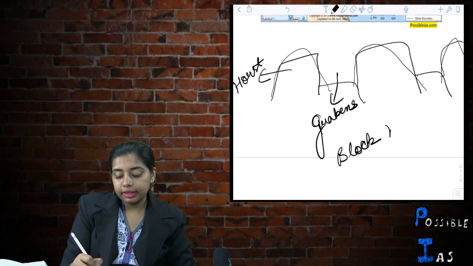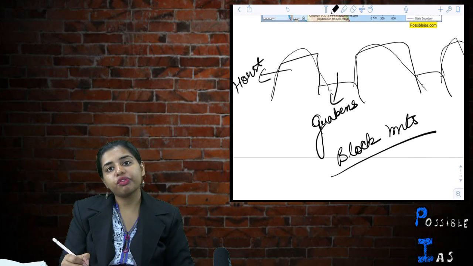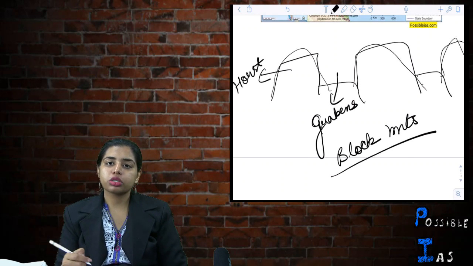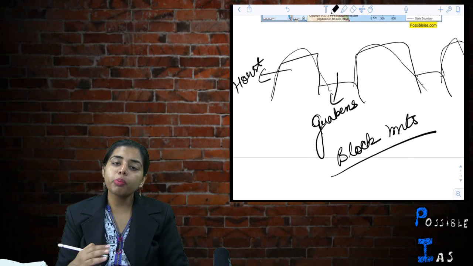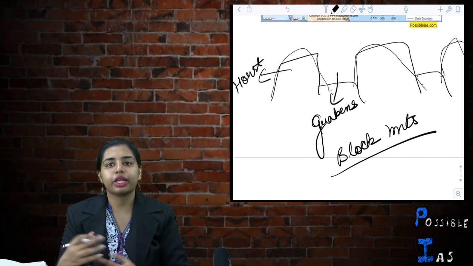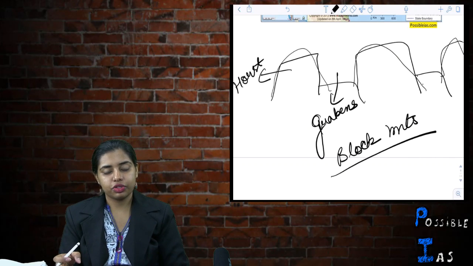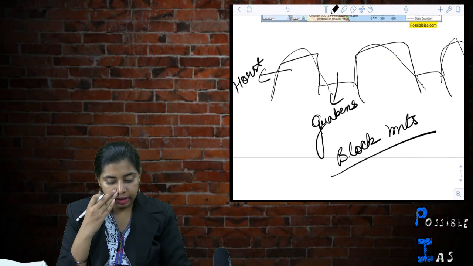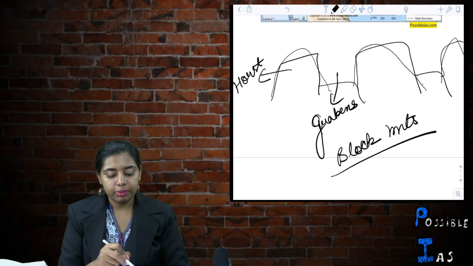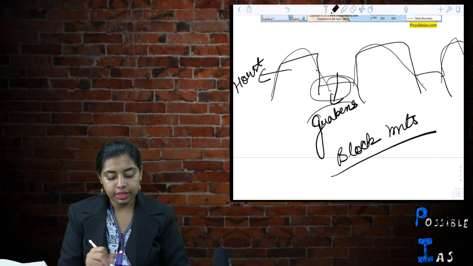So while fold mountains, how are they formed? Fold mountains were formed because of compressional forces. The block mountains are formed because of tensional forces on the surface of the earth. In this you have horsts and grabens. The uplifted parts are horsts. The parts which are left below are known as grabens.